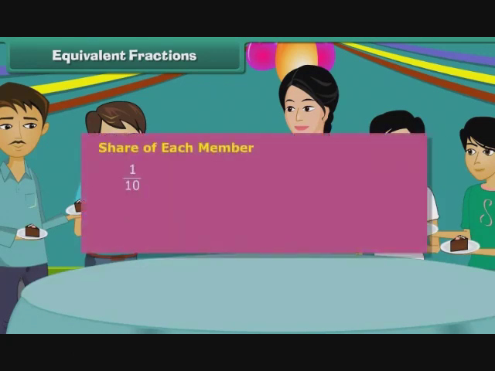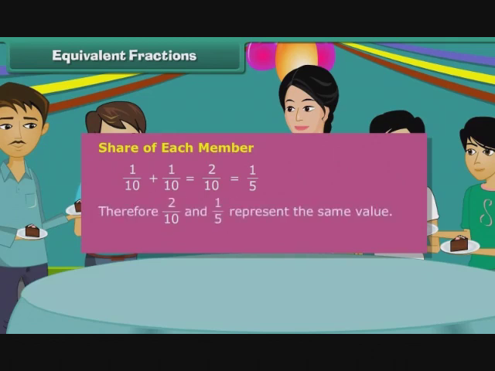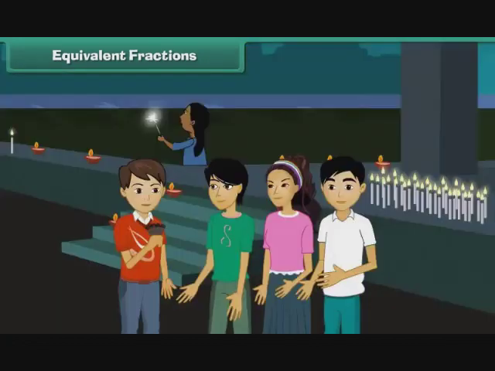Each member gets 1/10 plus 1/10. That is equal to 2/10th of the cake, which is the same as 1/5 of the cake. Therefore, 2/10 and 1/5 represent the same value. Such fractions are called equivalent fractions.